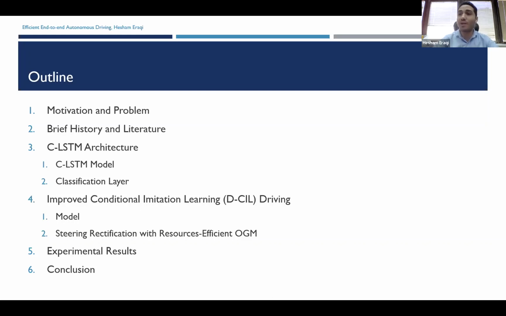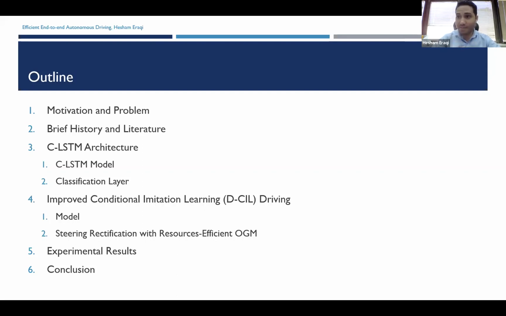Namely, we will discuss what we call the CLSTM architecture, the model itself, and some tricks that can be done on the classification layer to further improve autonomous driving performance. And after this, I will discuss how we can further improve end-to-end autonomous driving by improving the conditional imitation learning model, and how we can rely on classical techniques like occupancy grid map for further improving the performance in terms of doing steering rectification based on that OGM.